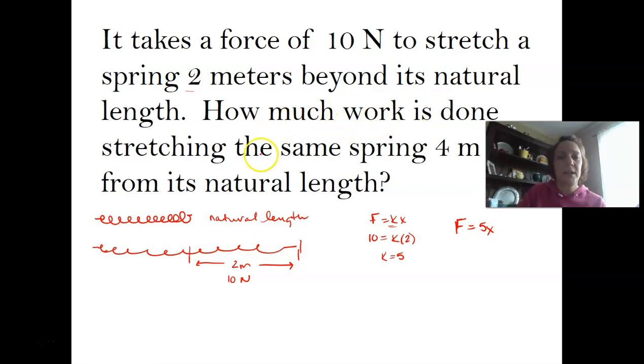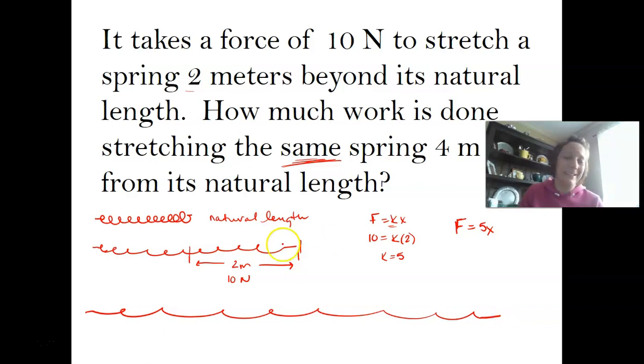It says how much work is done stretching the same spring. See how they had to stress that it's the same spring so that we know that this 5 that we found can still apply. 4 meters from its natural length. Okay, so I now know that this force constant is 5, but now they're saying, okay, instead of only stretching it 2, stretch it 4 past its natural length. So here's natural length. Now we want to go out 4 meters, and the force, we don't know how much force numerically, but we know we have an equation. And we want to know what work was done.